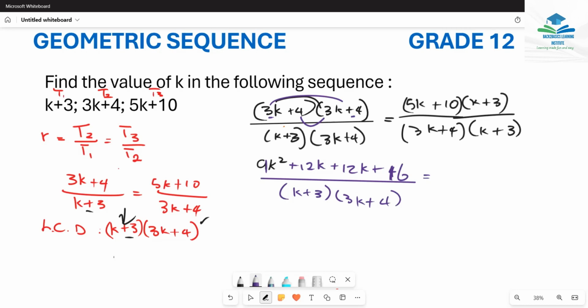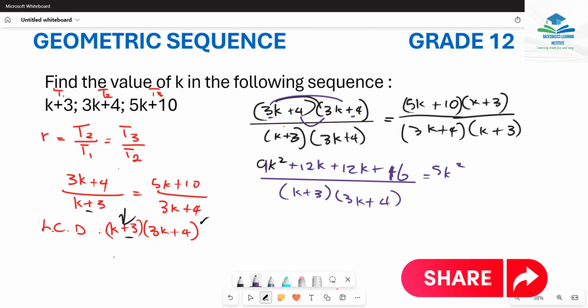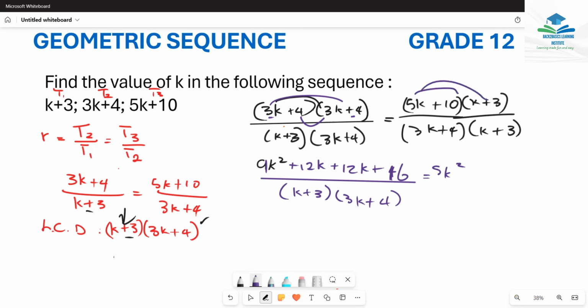And now when you're coming to this side, what is it that you're going to have here? Let's see. From here, this is going to be the same as 5k squared. When you multiply this one and that one, it's going to be plus 15k. And then when you multiply the inner one, it is going to be plus 10k, plus 30, right? So basically, that is going to be that.